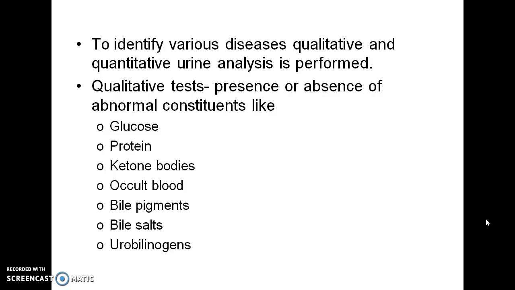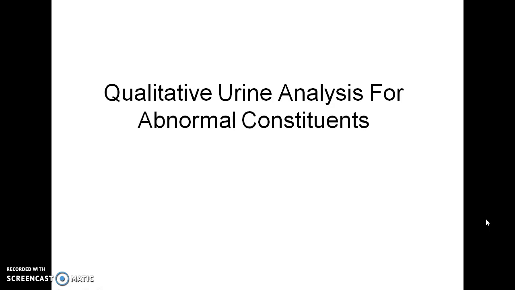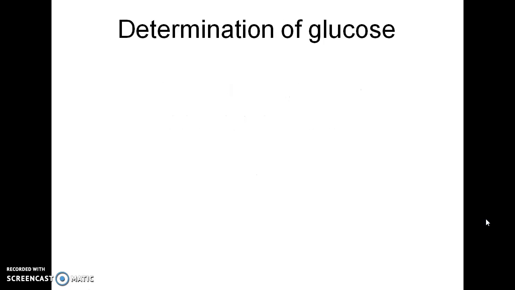Qualitative tests check the presence or absence of abnormal constituents like glucose, protein, ketone bodies, occult blood, bile pigments, bile salts, and urobilinogens. Qualitative urine analysis for abnormal constituents. First is determination of glucose.